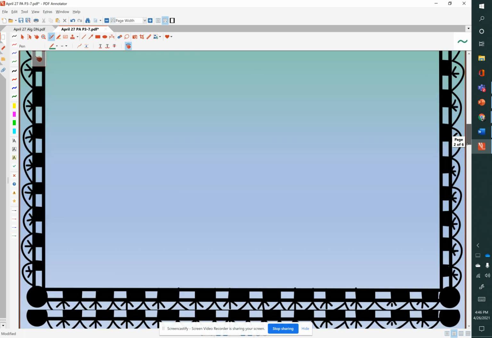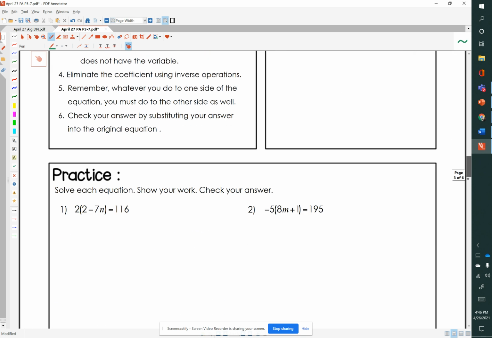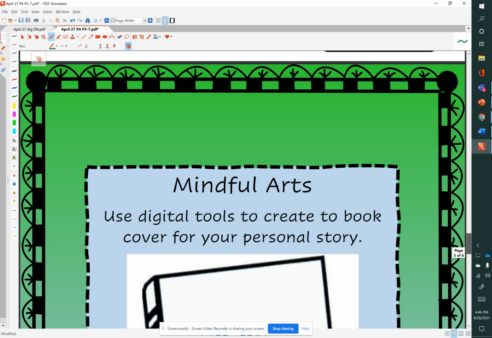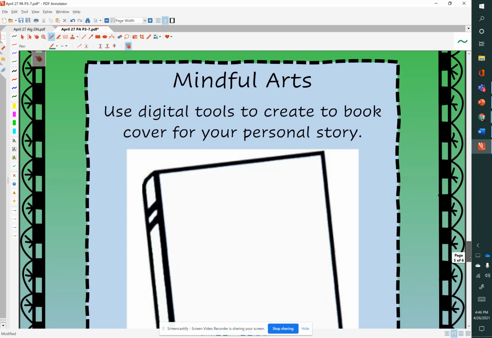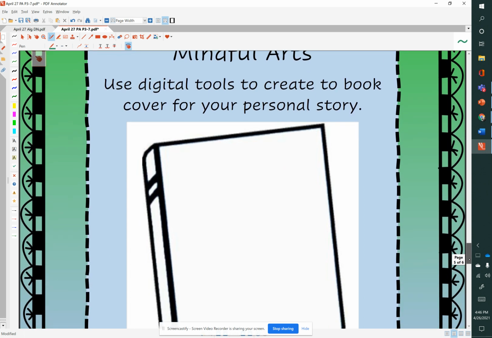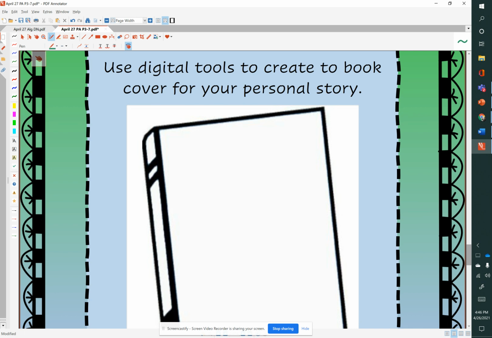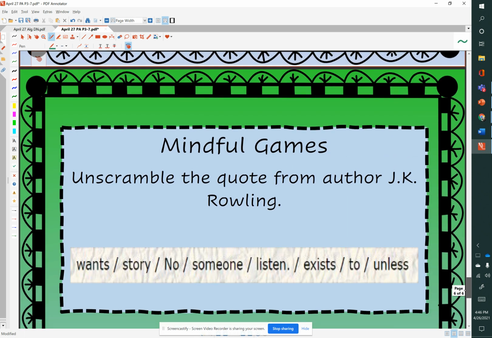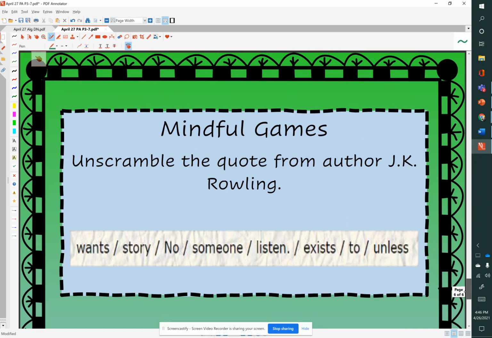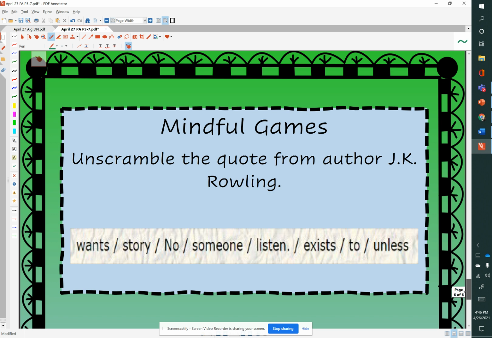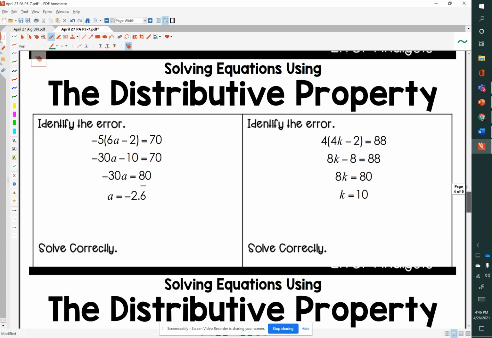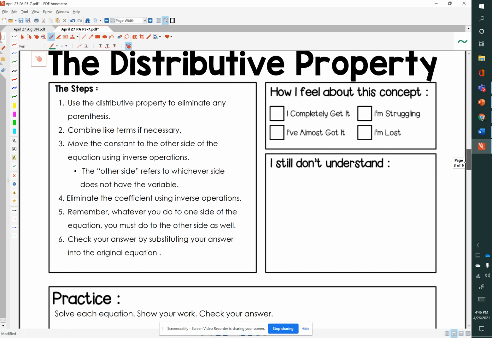So moving on, we do have our 2 pages on the distributive property today. When you finish and you finish your exit ticket, I have a nice mindful arts activity. You can use digital tools to create a book cover to tell your personal story. So have some fun with that for a couple minutes. Or maybe you want to unscramble this quote from a famous author of the Harry Potter books, J.K. Rowling. So let's get started with our distributive property.